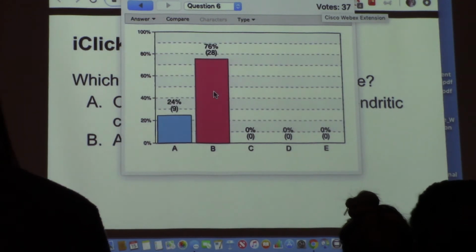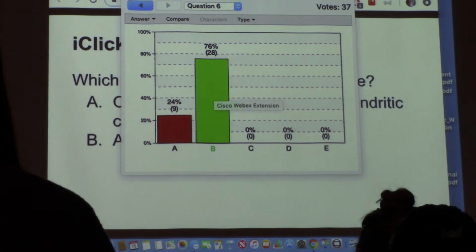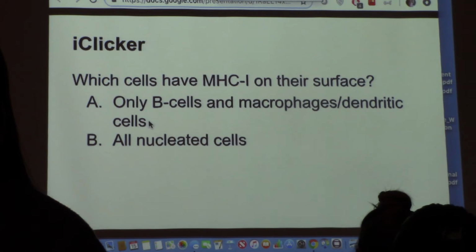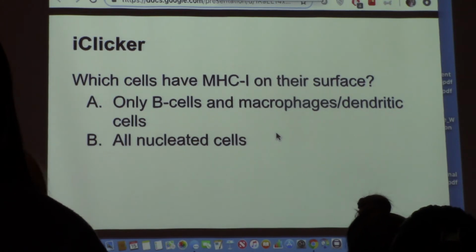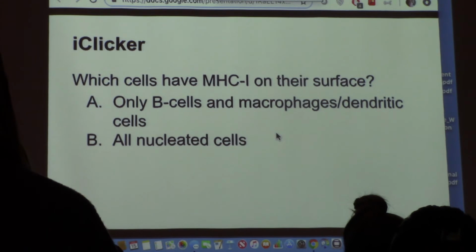Okay, so most of you correctly said all nucleated cells, and that's the correct answer. B cells, macrophages, and dendritic cells have both MHC1 and MHC2. They're nucleated, so they have the "I'm self" molecules, but they also have MHC2 to do antigen presentation.